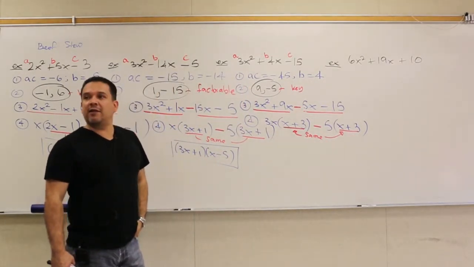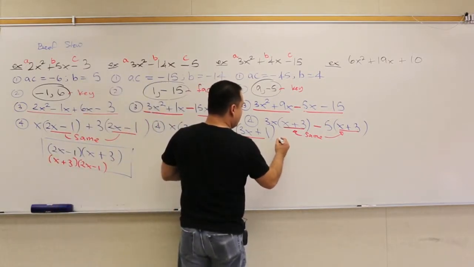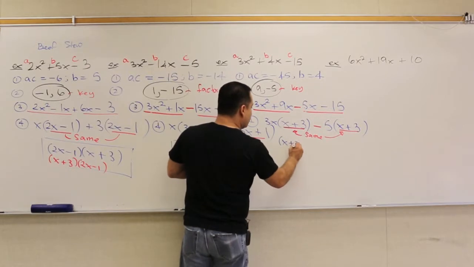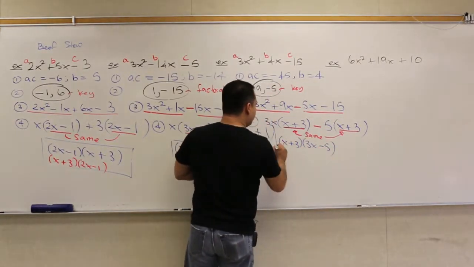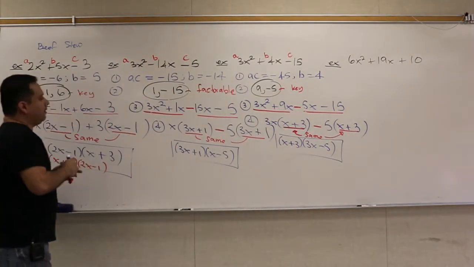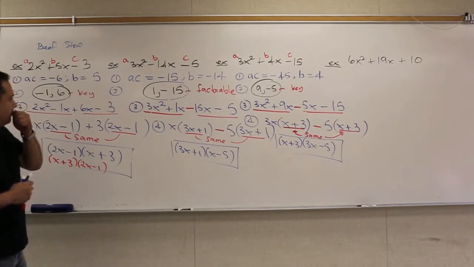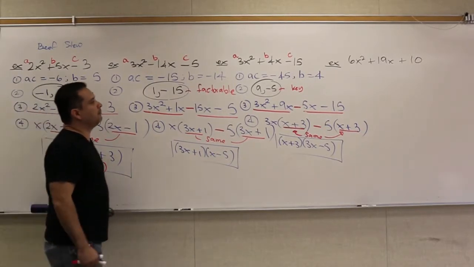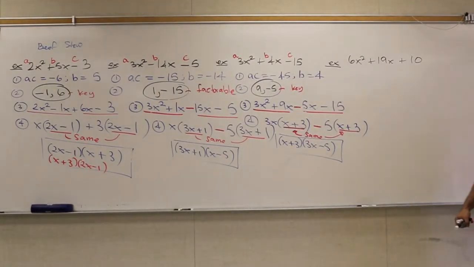All right, you guys okay with this? So final step, what is it going to be? X plus 3 times 3x minus 5. Beautiful. I got to fit all of this in this space here. Okay, anybody have any questions on these here that you're working with?